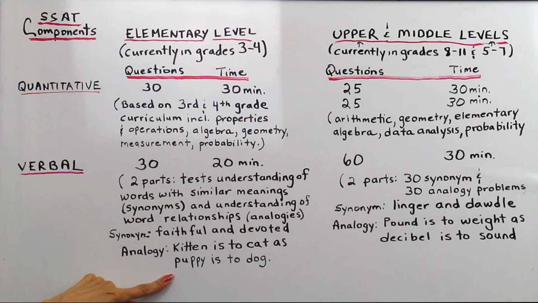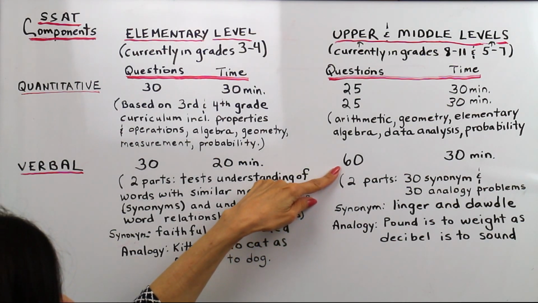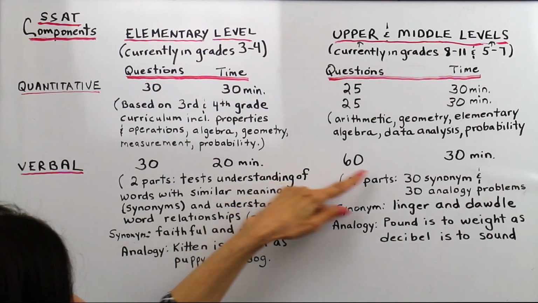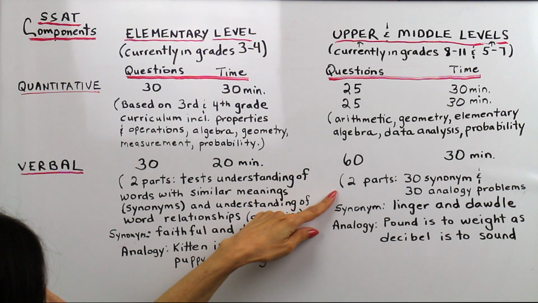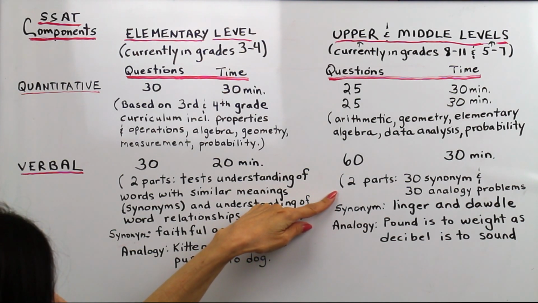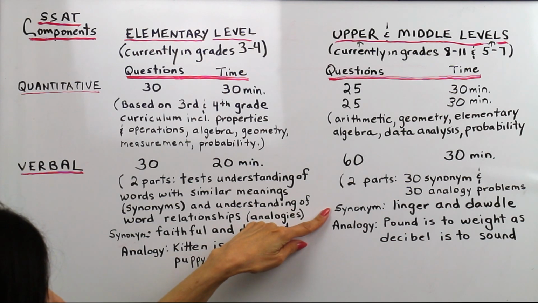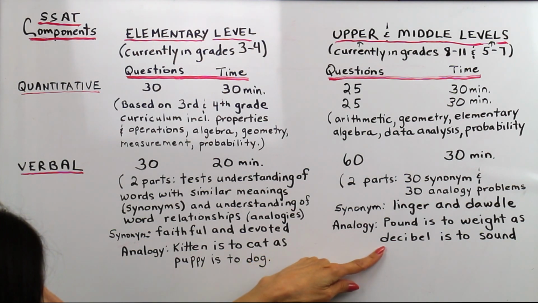For the upper and middle level, for the verbal section, there's 60 questions in 30 minutes, so there's double the amount of questions. And there's also 2 parts, 30 synonym and 30 analogy problems. An example of a more advanced synonym would be linger and dawdle. And again, a more difficult analogy would be pound is to weight as decibel is to sound, both forms of measurement.